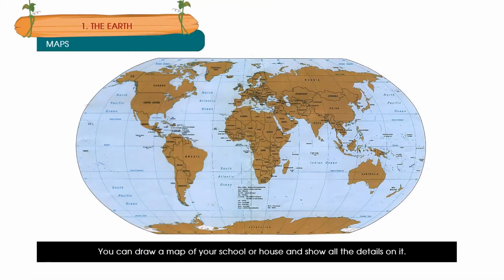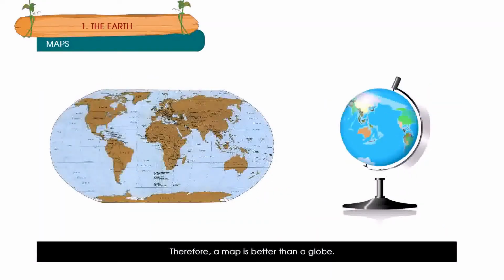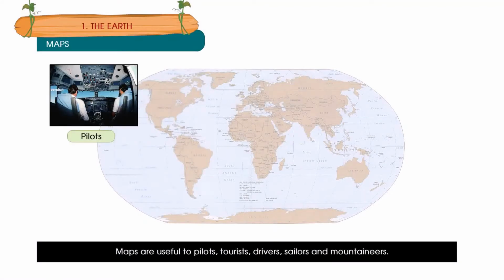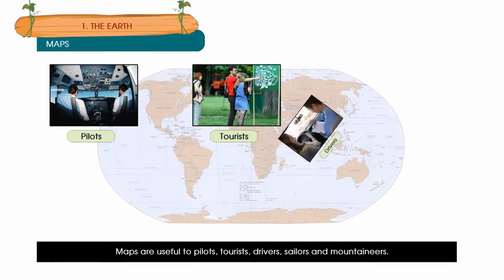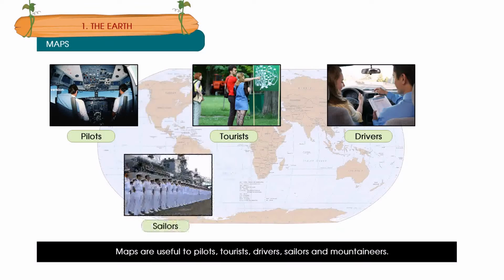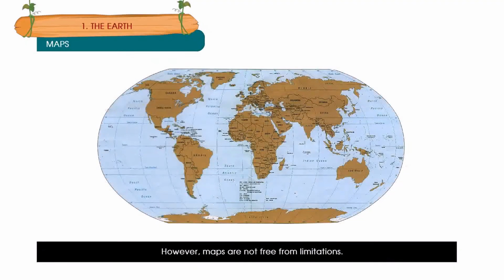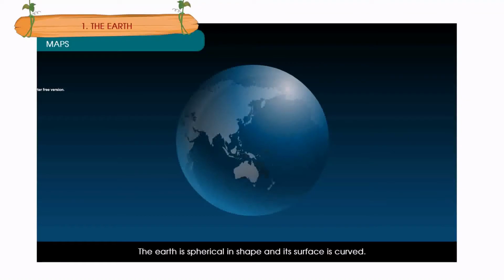Maps are useful to pilots, tourists, drivers, sailors, and mountaineers. However, maps are not free from limitations. The Earth is spherical in shape and its surface is curved. A curved surface cannot be shown correctly on a flat surface, such as paper.